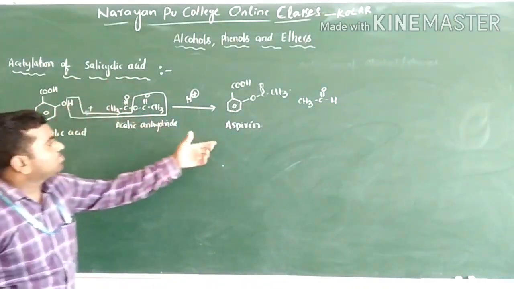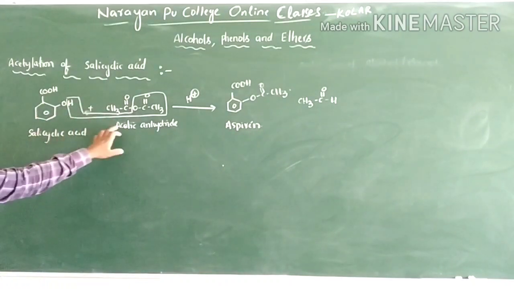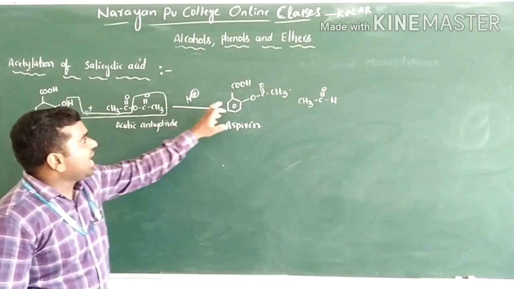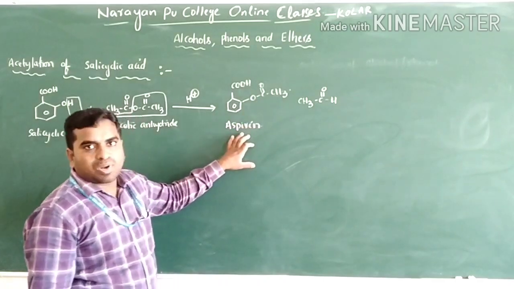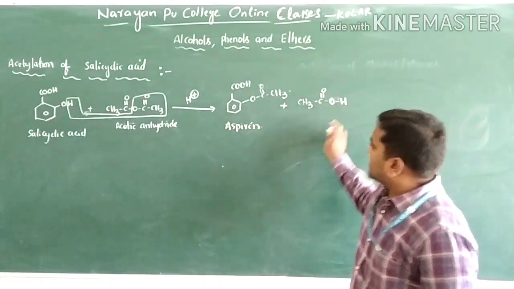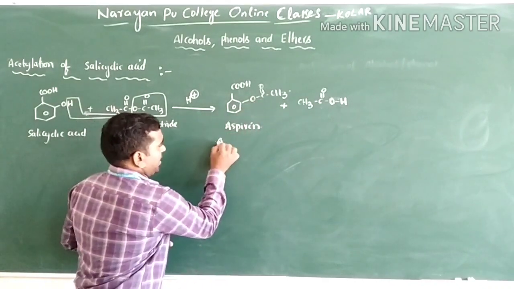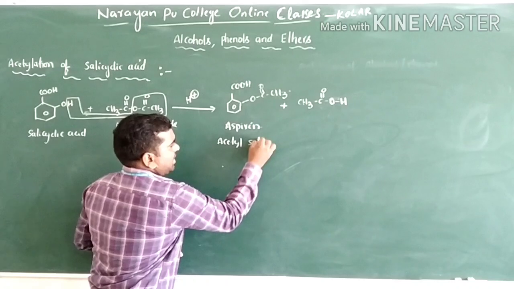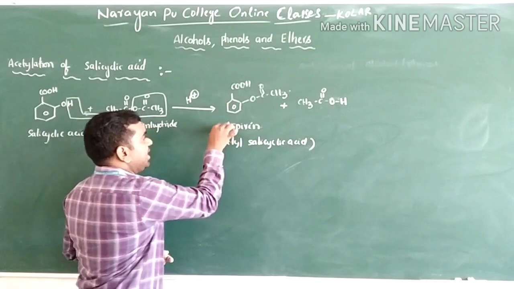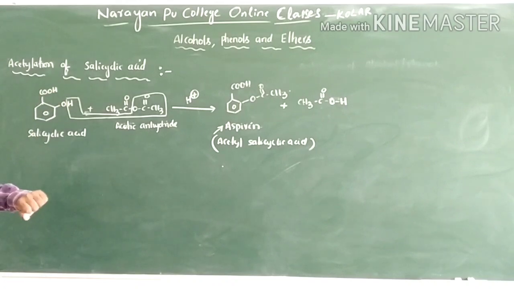Salicylic acid. Sometimes they may ask how aspirin is prepared. Take salicylic acid and do the acetylation using acetyl chloride or acetic anhydride in the presence of H plus, and you will get CH3COOH acid and aspirin. So what is the name of this compound? Acetyl salicylic acid. You can write acetyl salicylic acid, and this can also be called aspirin. So this is one of the drugs, and this is the acetylation of salicylic acid.